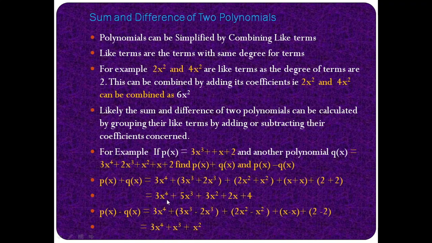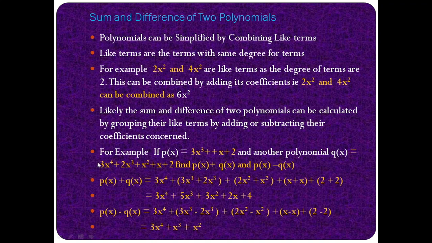You will get 3x raised to 4 plus 3x cube plus 2x cube is equal to 5x cube plus 3x square plus x plus x is equal to 2x, plus 2 plus 2 is equal to 4. So this is the way that you use for addition, to find the sum of two polynomials. Okay, very simple. Just add the like terms. If it is subtraction, you subtract the like terms.